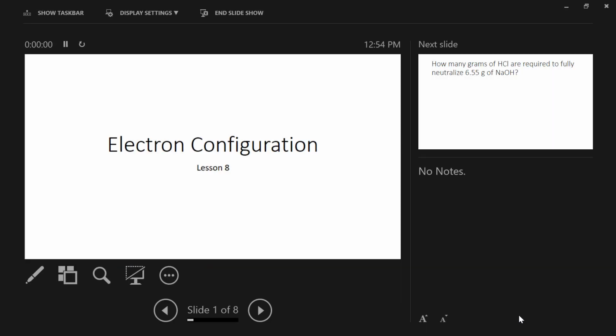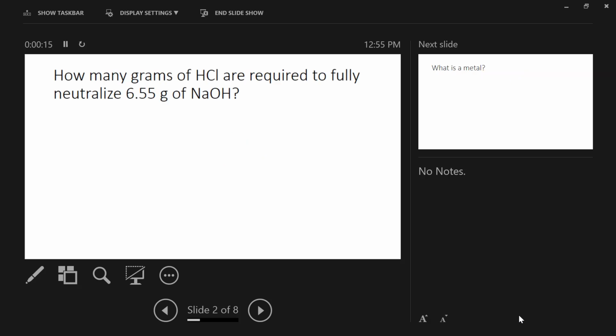Okay. So lesson 8 corresponds with chapter 12 from the textbook, which is all about electron configuration. But before we do that, I want to review some stoichiometry with you. So here's a stoichiometry problem. How many grams of hydrochloric acid are required to fully neutralize 6.55 grams of sodium hydroxide?